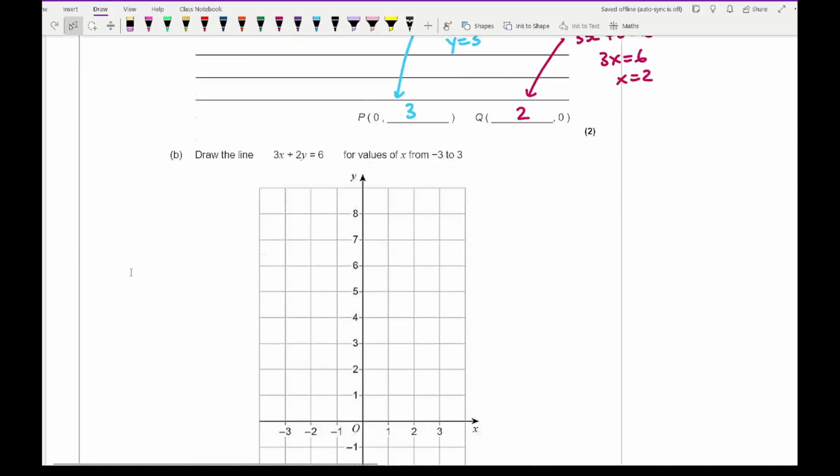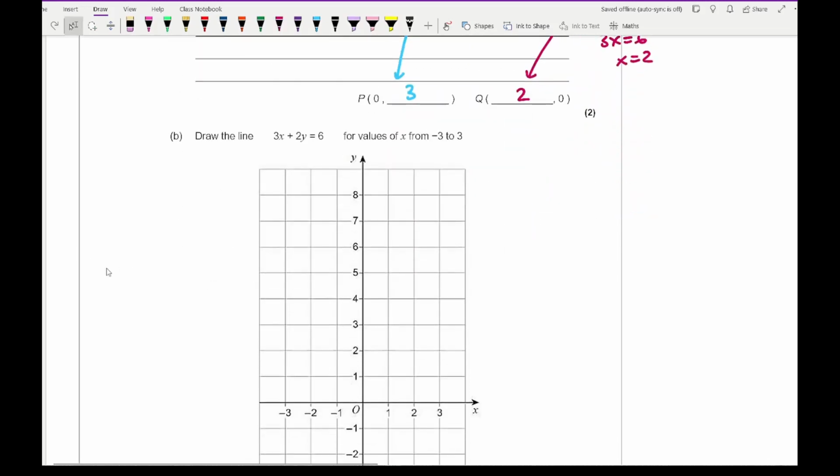The next question says draw the line. So what I now need to do is plot those points. Now I could do a table of values, but actually I've got 2 values there.